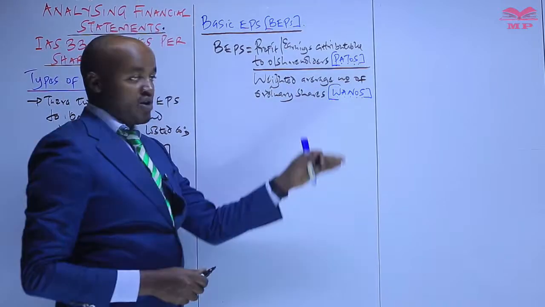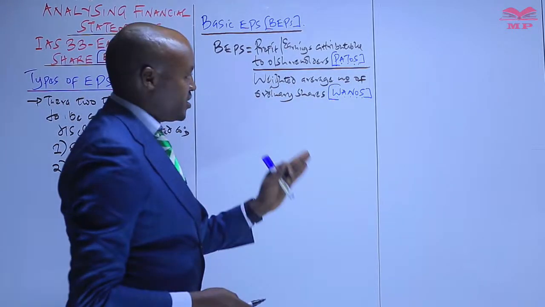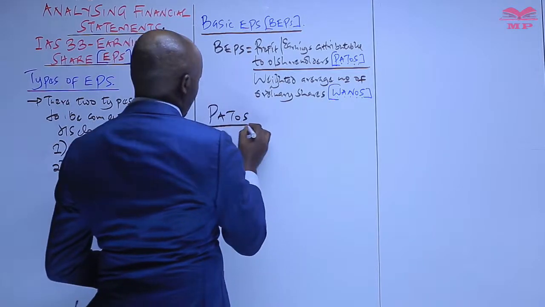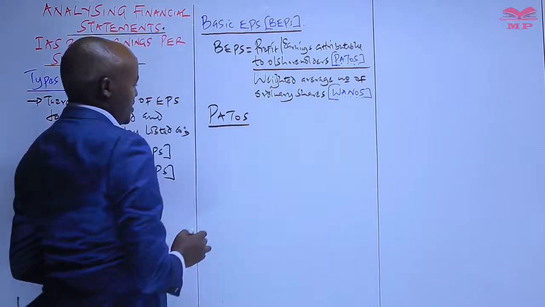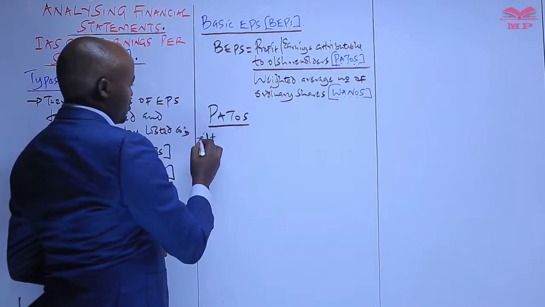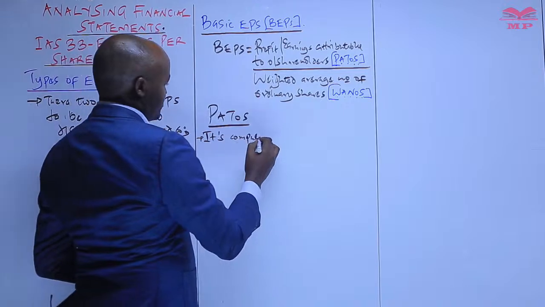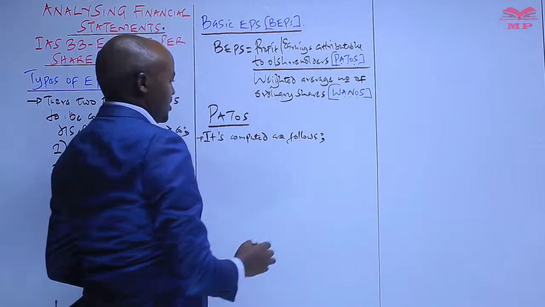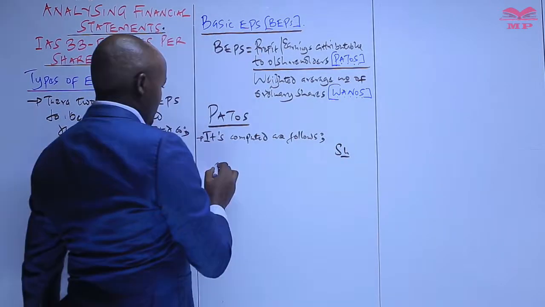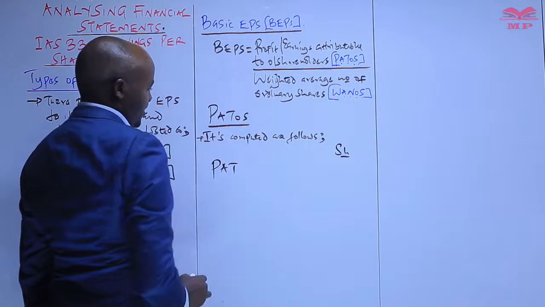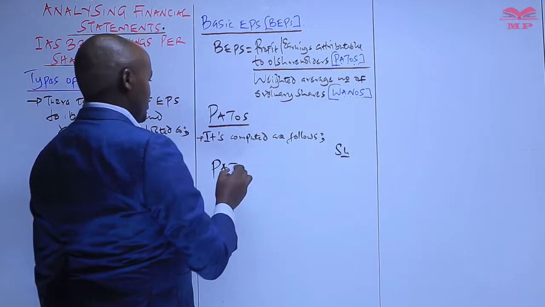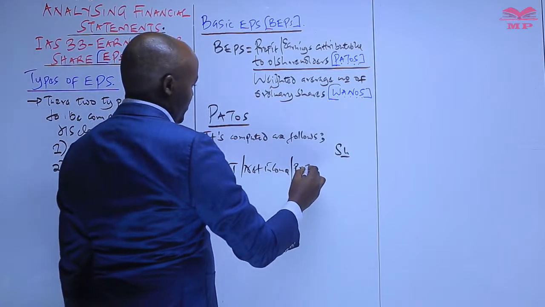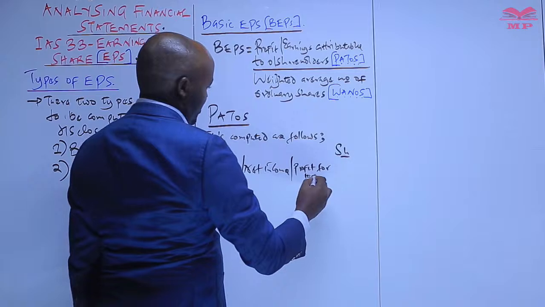I want us to look at how we determine these two items, the PATOS and also WANOS, and we start by looking at how we determine the PATOS, that is the profit attributable to ordinary shareholders. It is computed as follows. We take the profit after tax reported by the company or reported by the group. The profit after tax is also known as the net income. This is also known as the profit for the year.